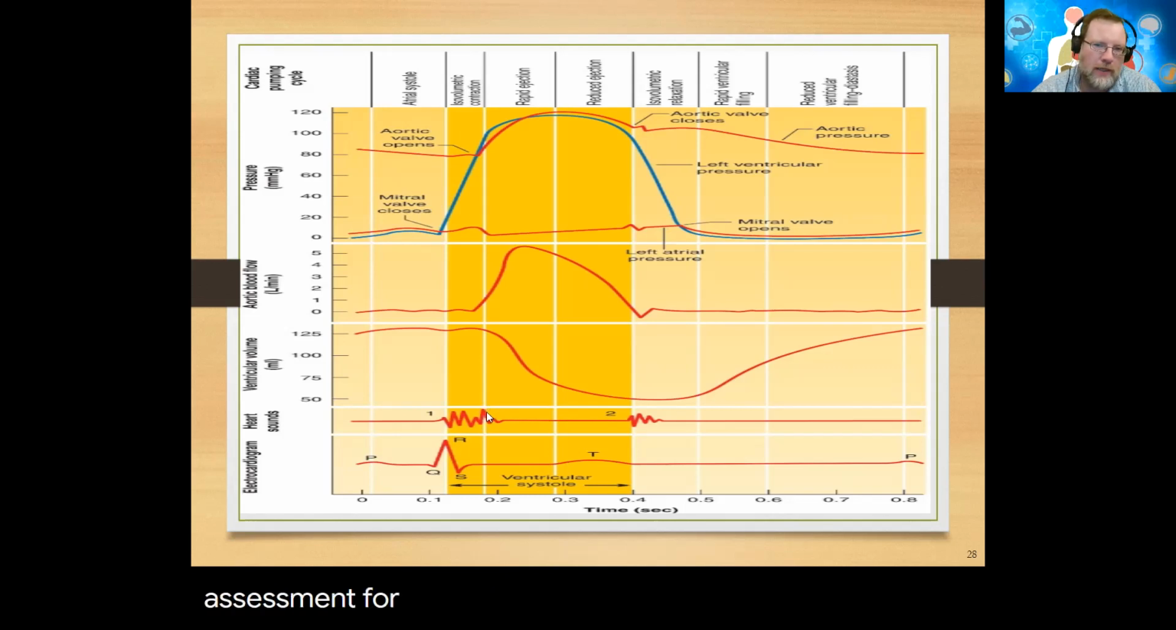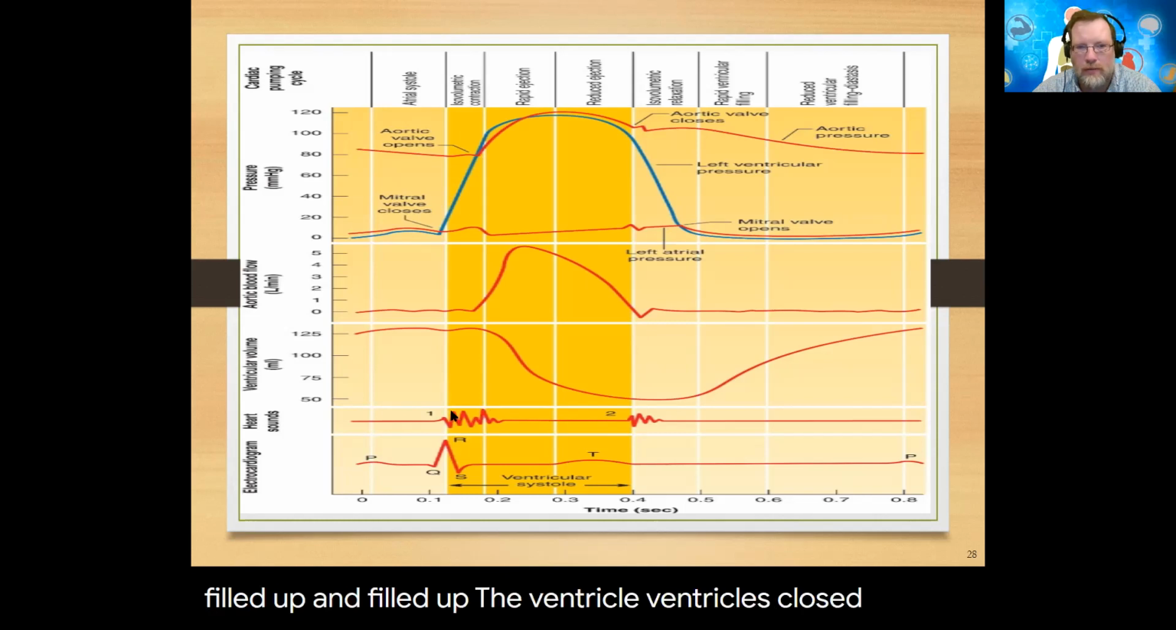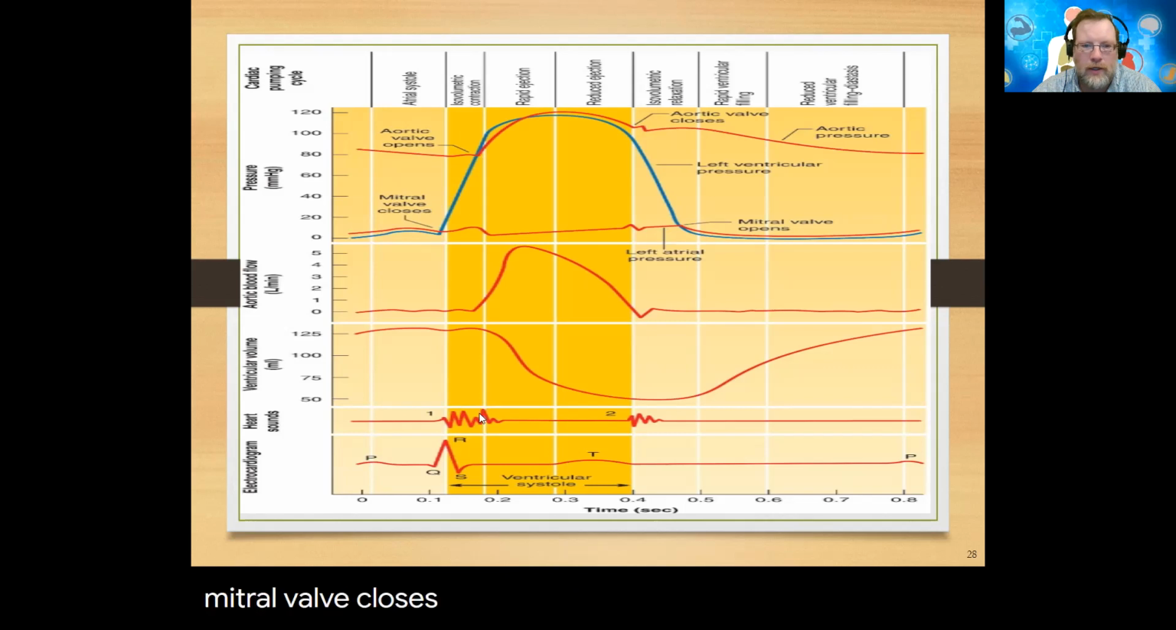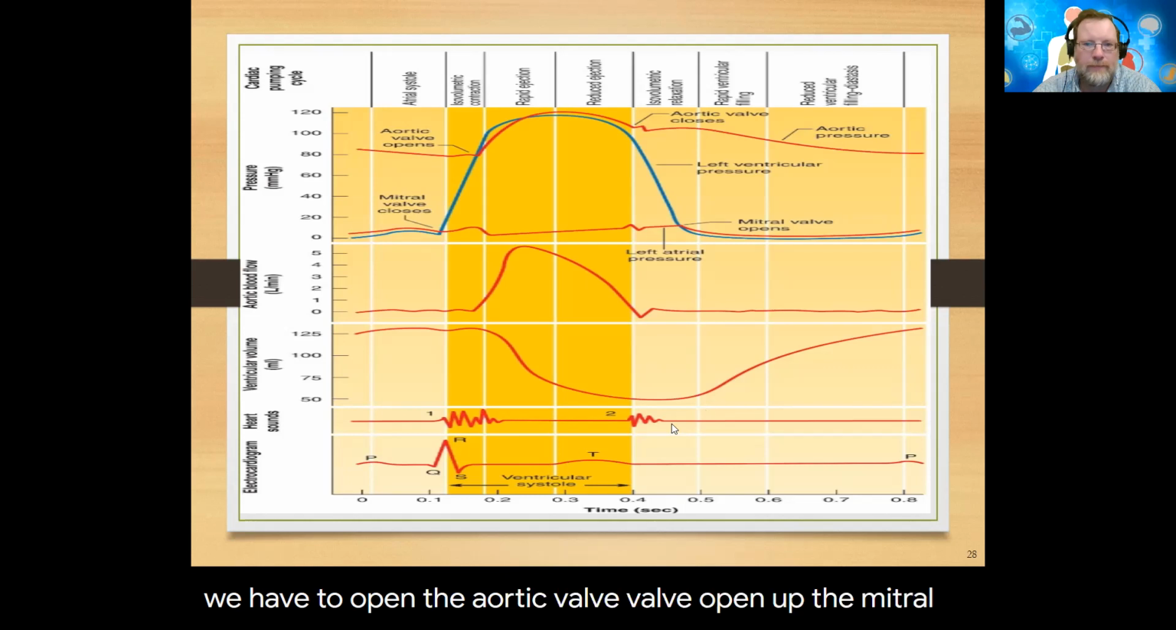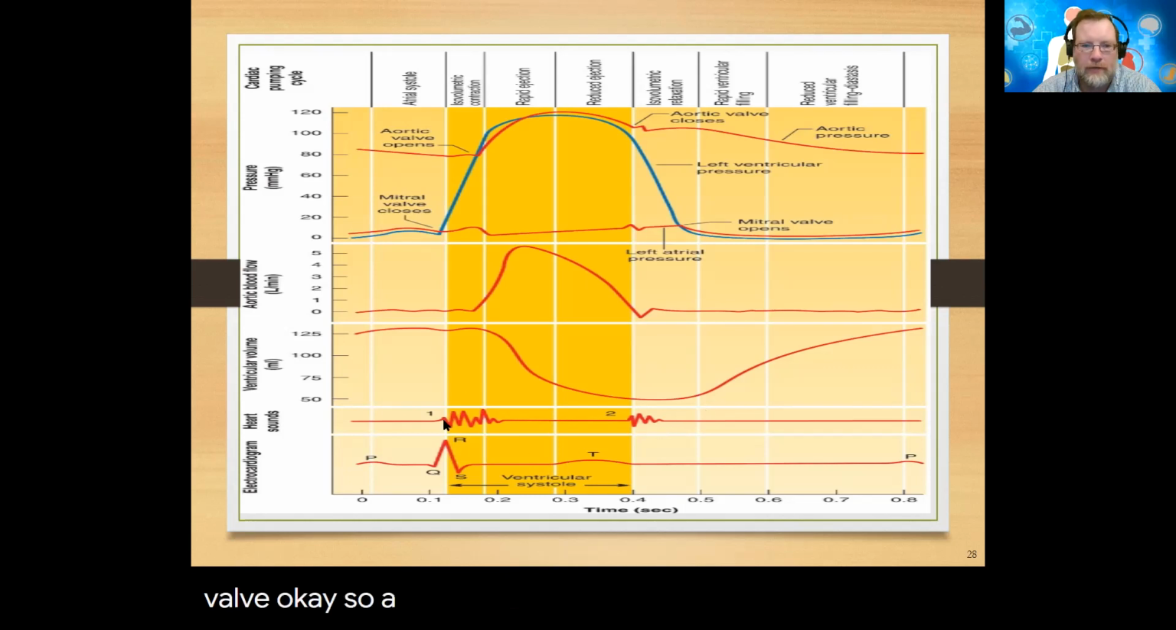Okay, so if we're staying on the left side of the heart, we've filled up the ventricle. The mitral valve closes, getting ready to eject that blood. Boop, we have to open the aortic valve. And over here, we close the aortic valve, open up the mitral valve. Okay, so AV valves close, semilunar valves open, semilunar valves close, AV valves open. That's that heart sound that you see there.